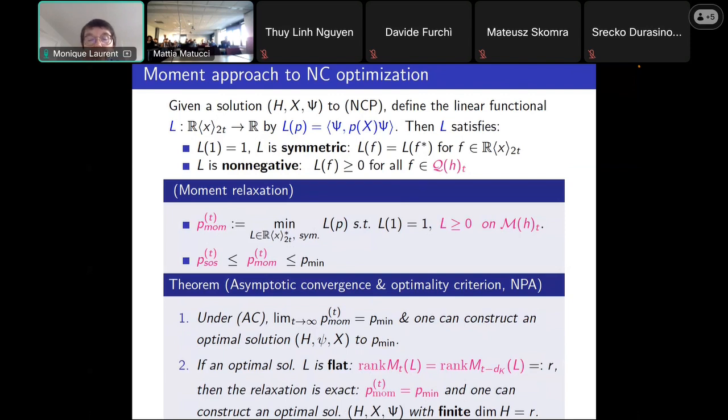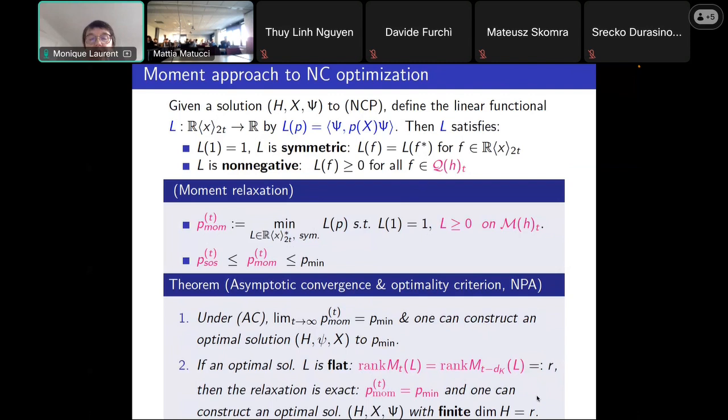And on top of that, one can construct an optimal solution to the original optimization problem. The H here will be finite dimensional, and its dimension will be this rank R of the moment matrix. And the X here are going to come from the so-called multiplication operators. So if time allows, I have a slide showing how this proof goes, again along the GNS construction.